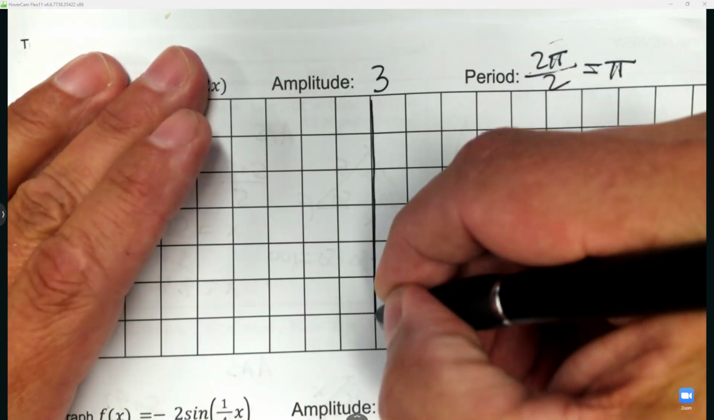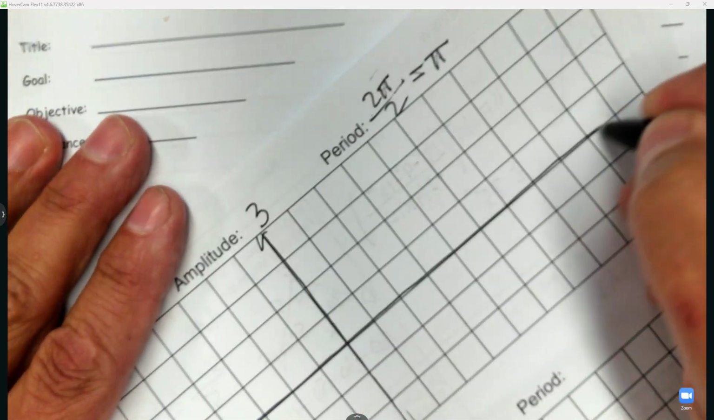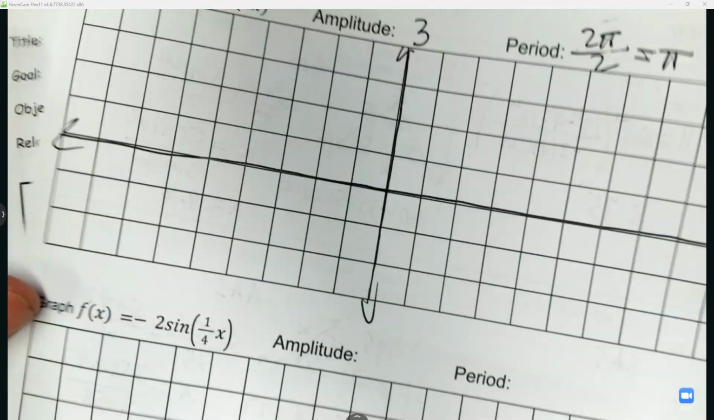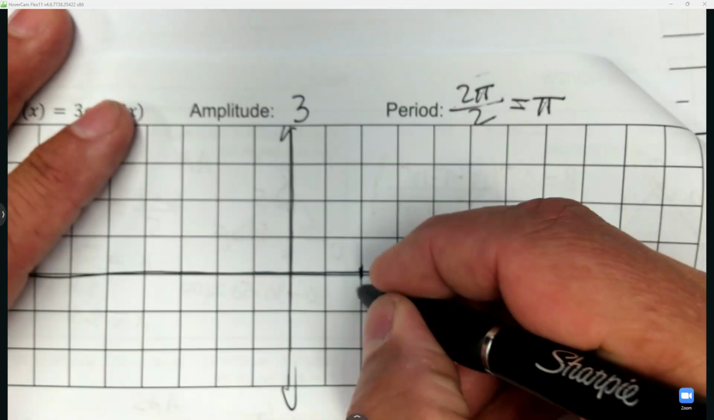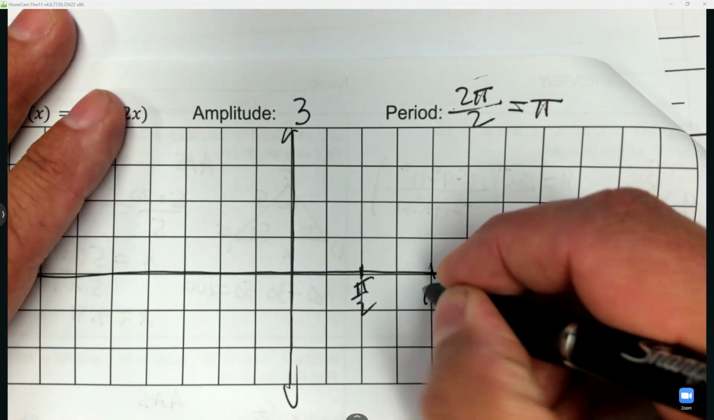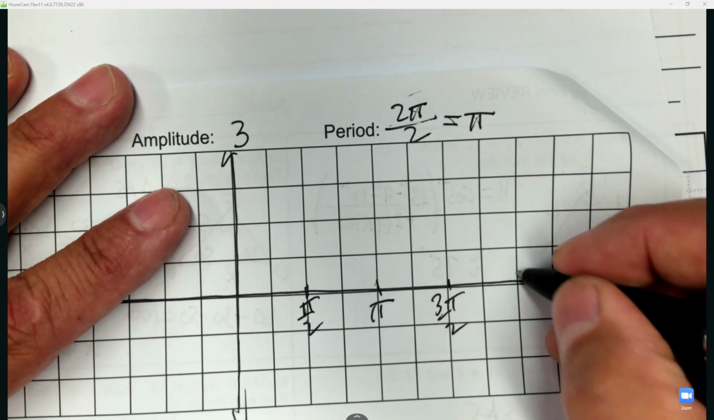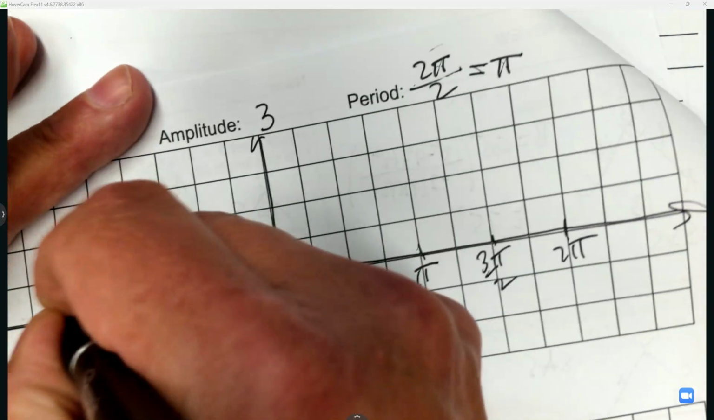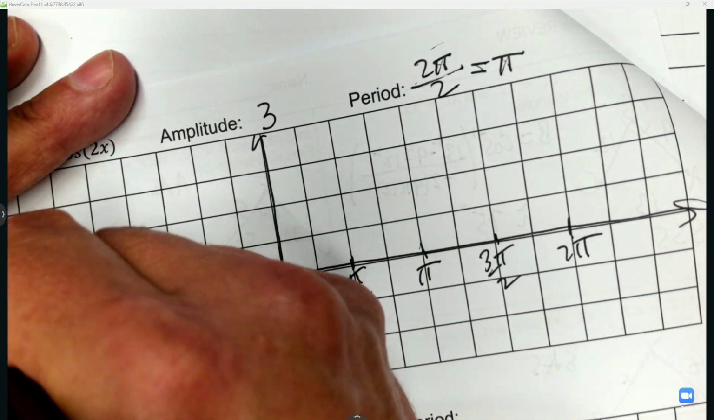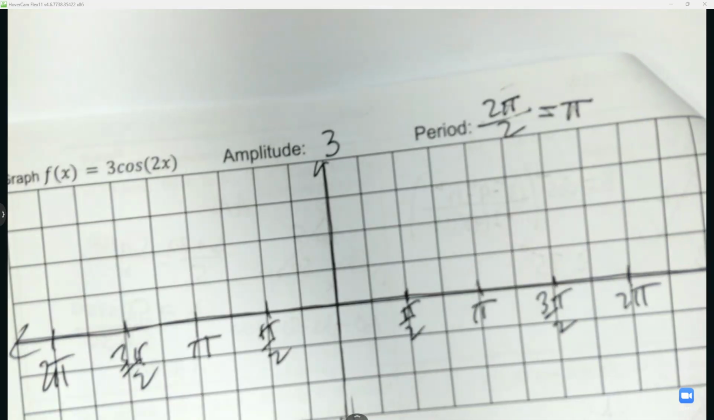I'm going to draw a set of axes. And then I'm going to do my scale for my graph. So we have pi over 2, pi. These are like the corners of your unit circle. 3 pi over 2 and 2 pi. Same thing in the other direction. And now I'm going to graph.